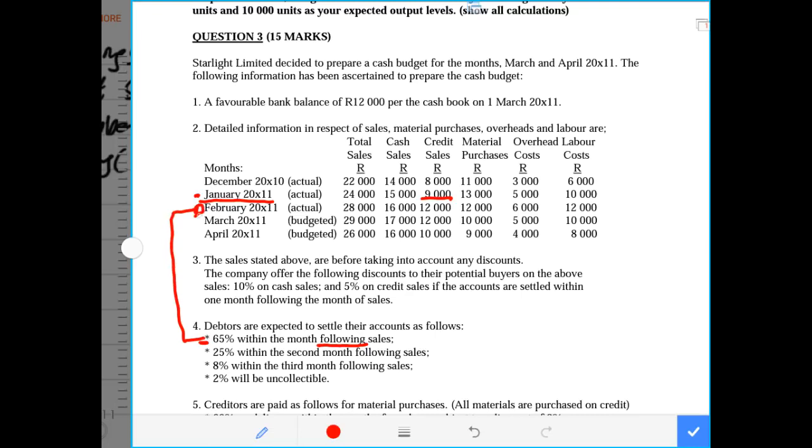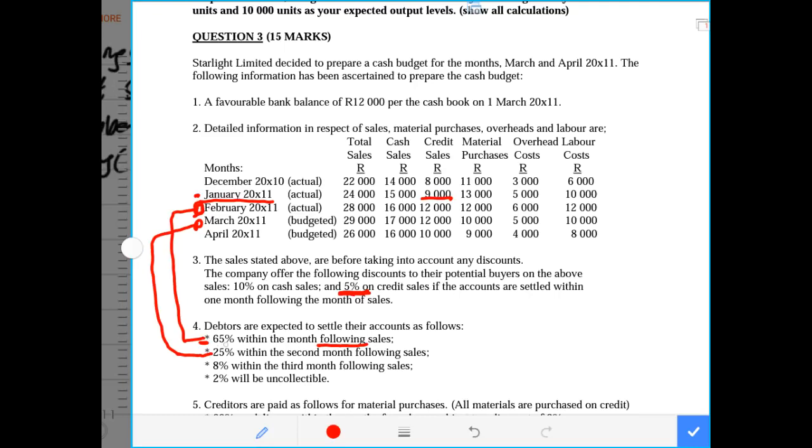That means 65% will be collected in February. And don't forget that when we collect that in February, a discount of 5% will be granted, but we are not doing a budget for February, so we ignore that. And 25% will be collected within the second month following sales, which will be the month of March. And when we collect 25%, there is no discount.